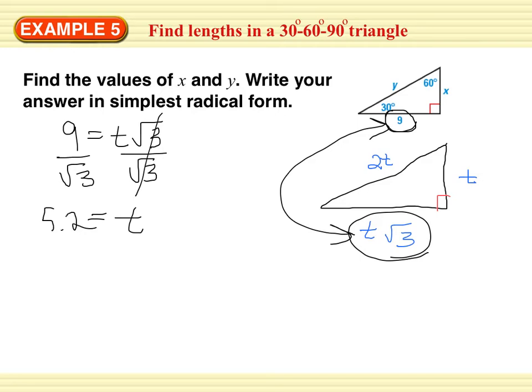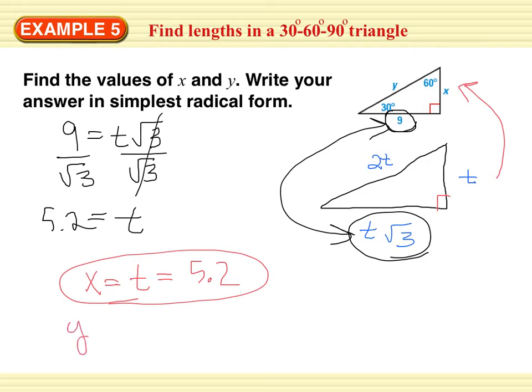5.2. All right, so we know what t is. Now x equals t, equals 5.2. And y equals 2t, equals 2 times 5.2, which is 10.4.